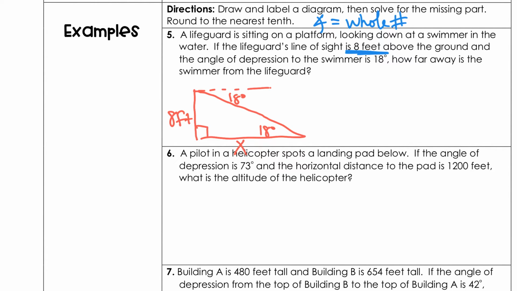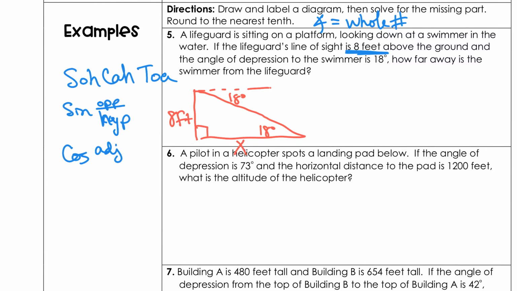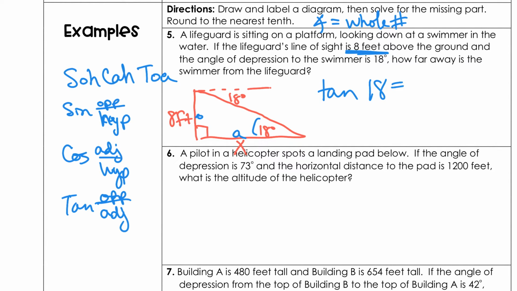So therefore, going back to our SOHCAHTOA. Remember that is sine, opposite over hypotenuse. We've got cosine, which is adjacent over hypotenuse. And we have tangent, which is opposite over adjacent. So, in reference to our angle, we have the opposite and adjacent. So that would be tangent 18 degrees equals 8 over x. x is on the bottom, so let's switch it out.